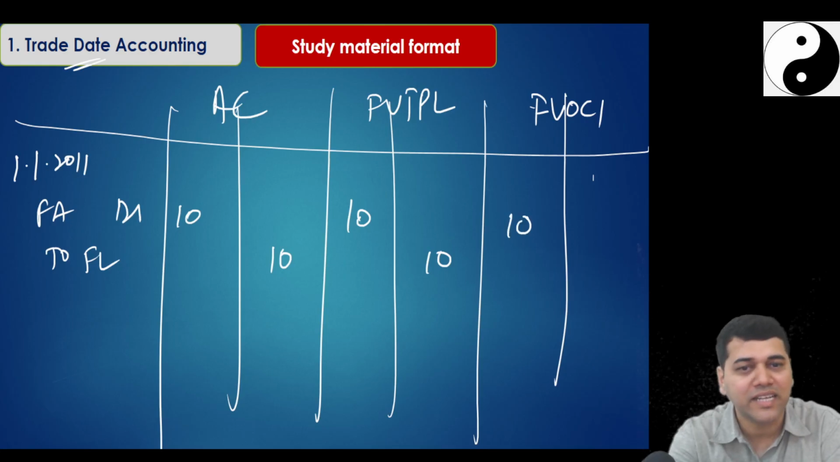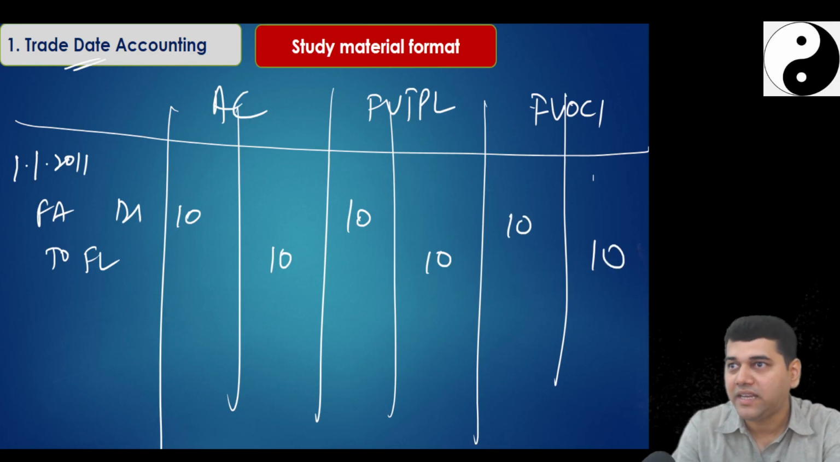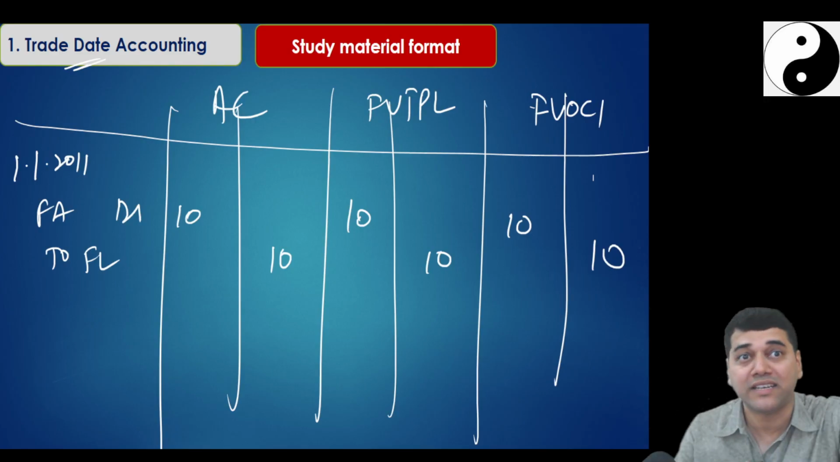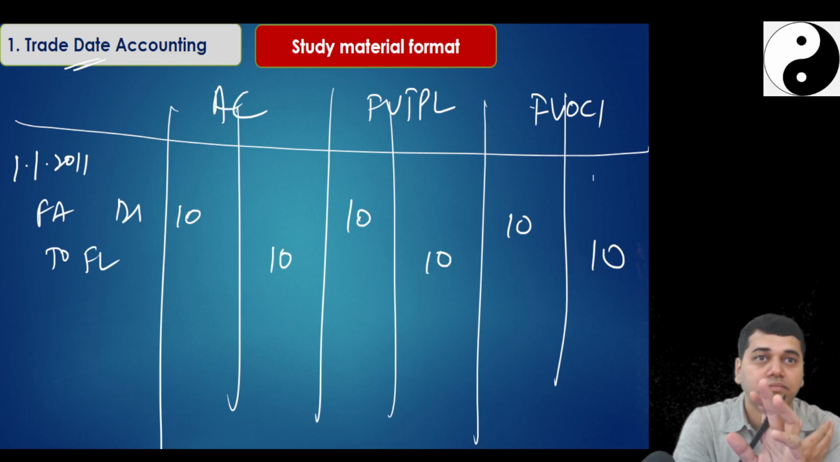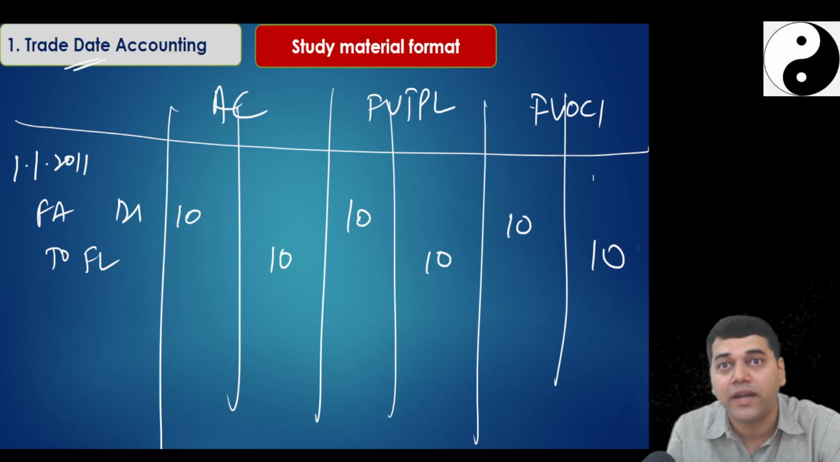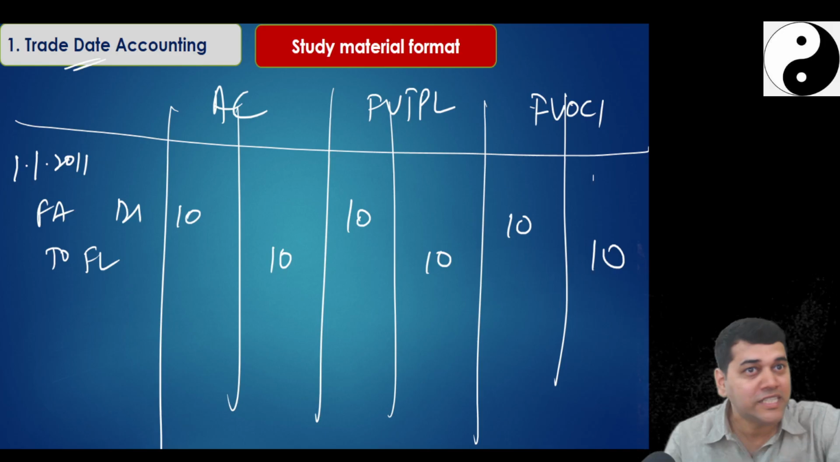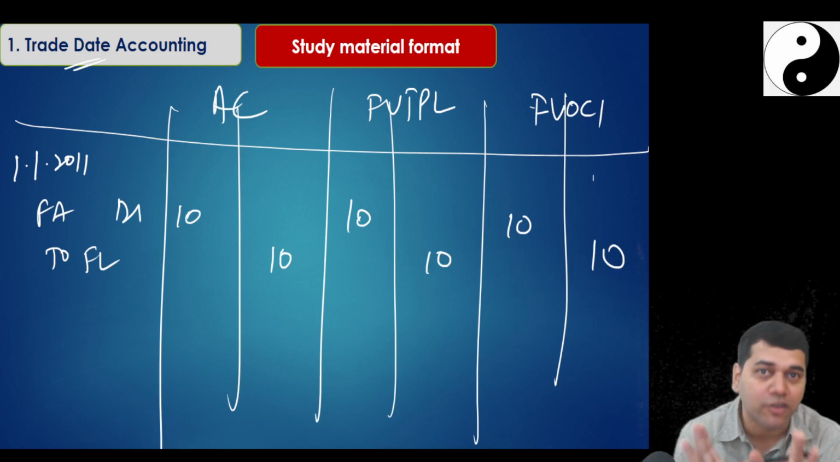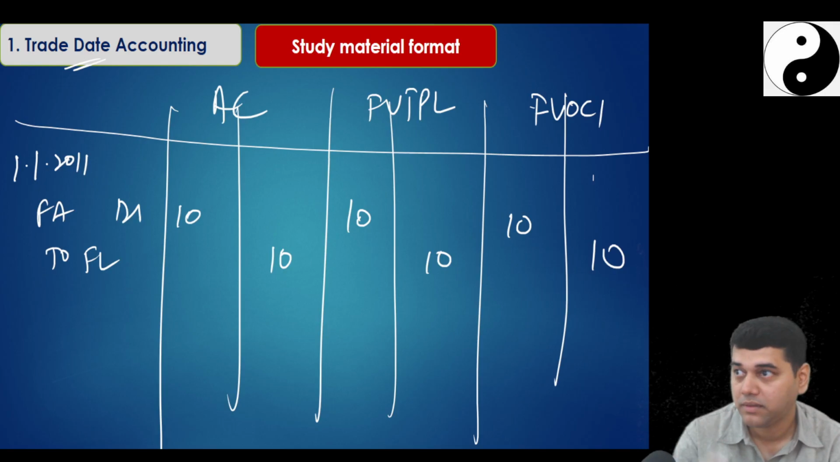FVOCI 10-10. Understand, students, on the day of passing the entry, I know what my classification is, but that's not going to affect my initial entry. But why is classification required? For subsequent measurement. So for initial measurement, I don't need that classification at all. I need these three classifications only for what I should do next. Perfect.